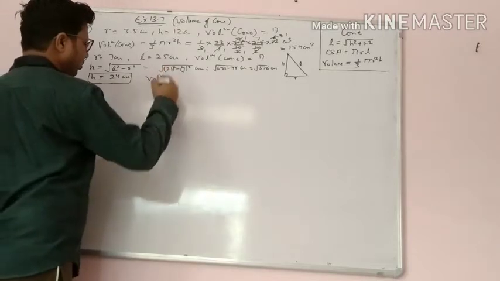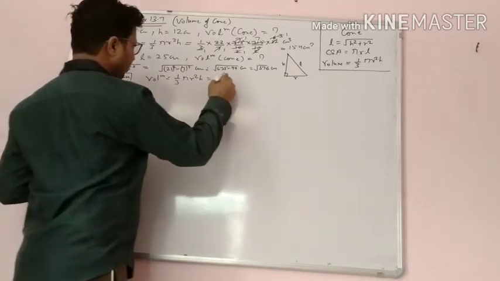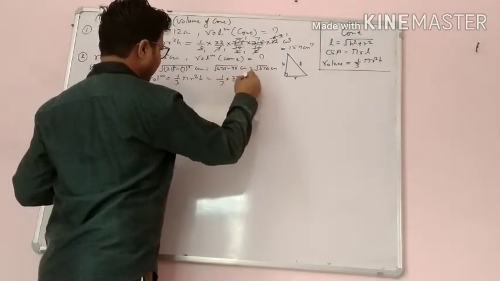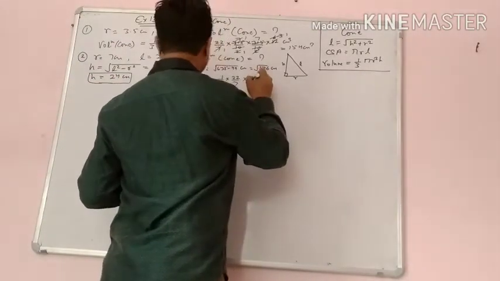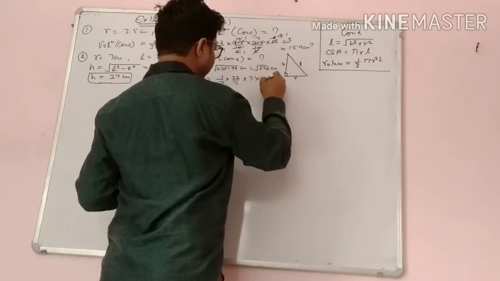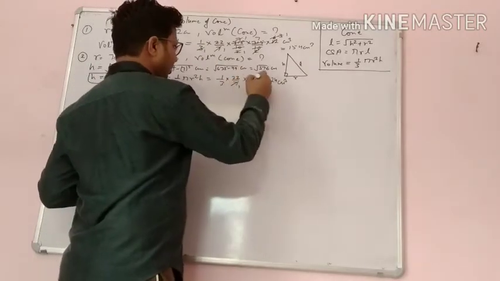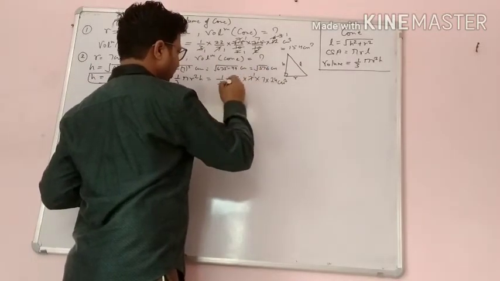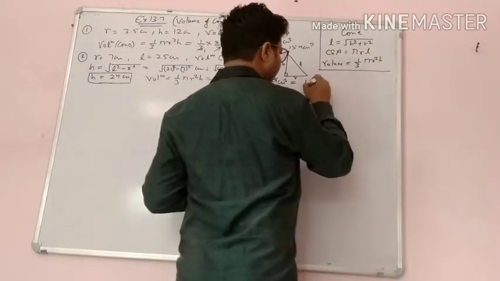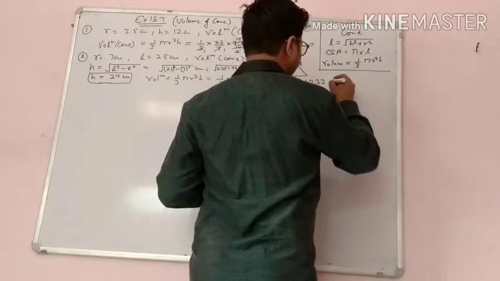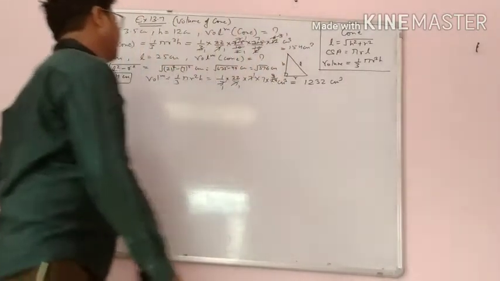Volume is equal to 1/3 pi r squared h, means 1/3 multiplied by 22/7 multiplied by r, that is equal to 7, multiplied by 7 multiplied by h centimeter cube. If we simplify, 7 1s are 7, 3 1s are 3, 3 8s are 24. If we multiply them all, that is equal to 1232 centimeter cube. Now the next question is there.